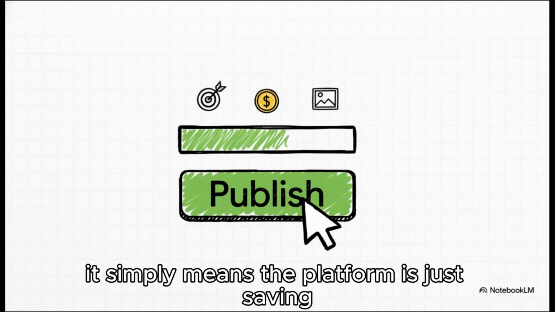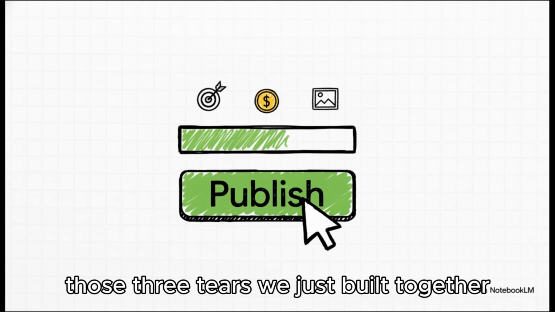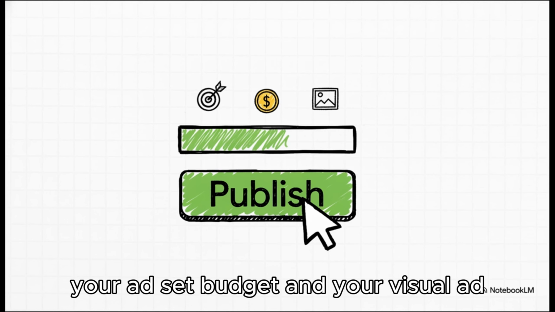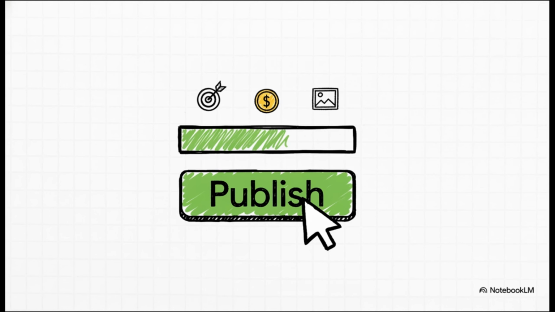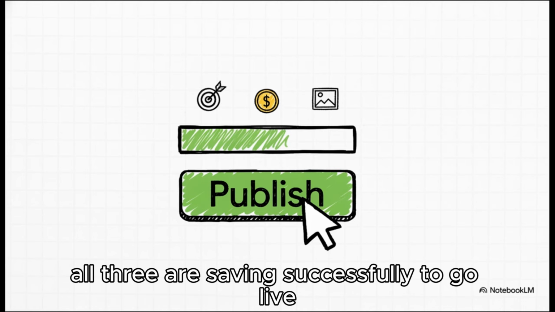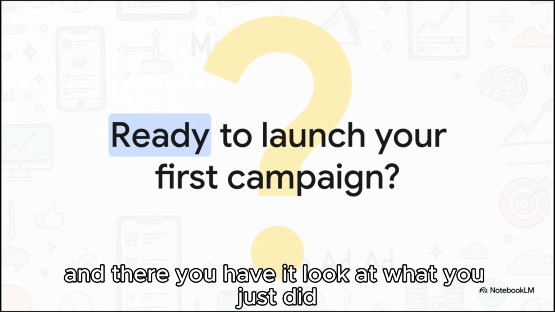It simply means the platform is just saving those 3 tiers we just built together: your campaign goal, your ad set budget, and your visual ad. All 3 are saving successfully to go live. And there you have it. Look at what you just did.